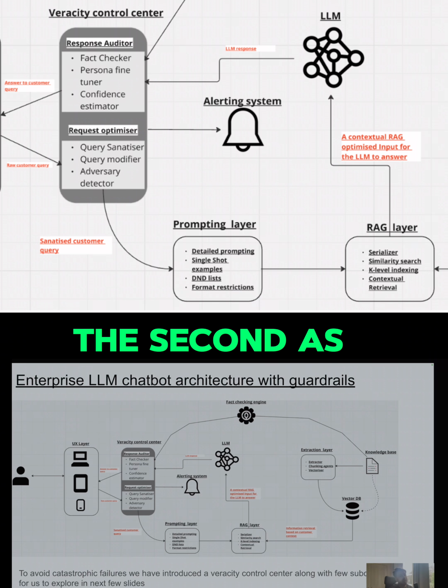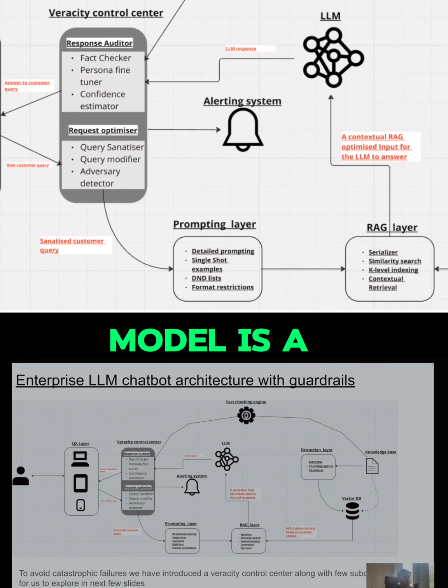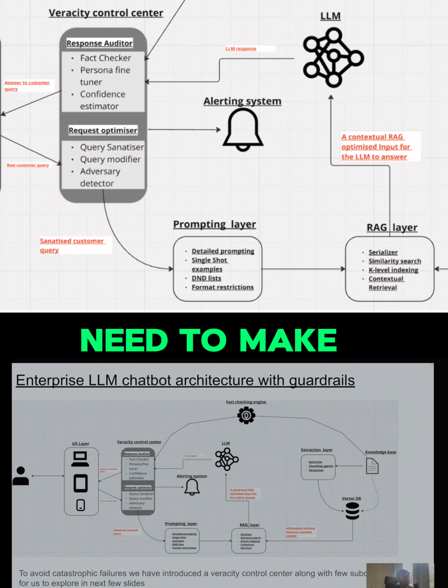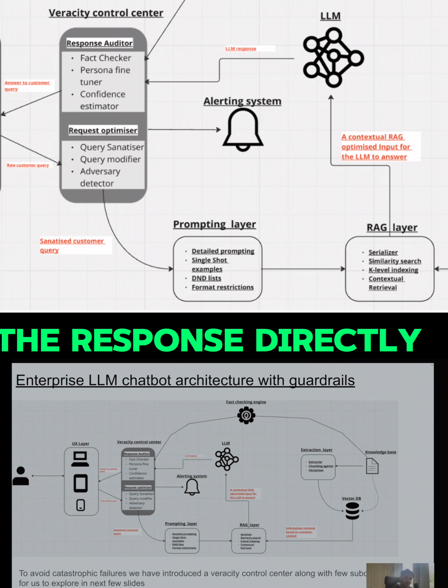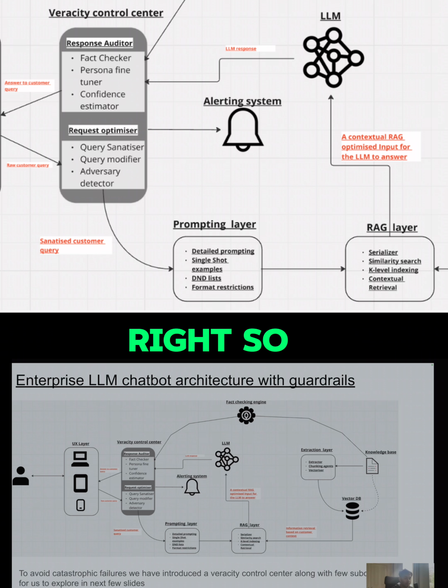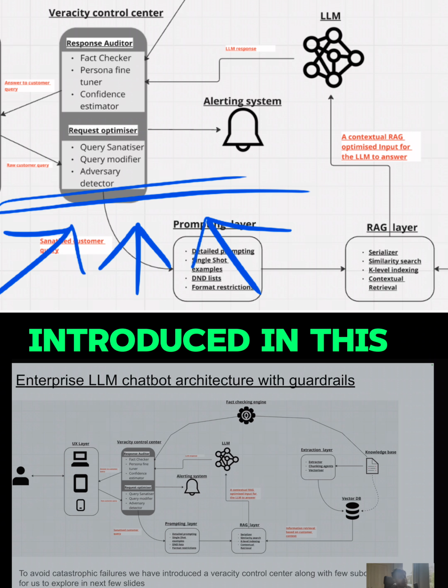The second, as I mentioned before, is that a large language model is a non-deterministic entity. So when it's throwing out an output or a response, we need to make sure that we don't allow the response to reach the end user directly without any tests or checks, right? So these are 2 very simple ways to think about this veracity control center that I have introduced in this architecture.